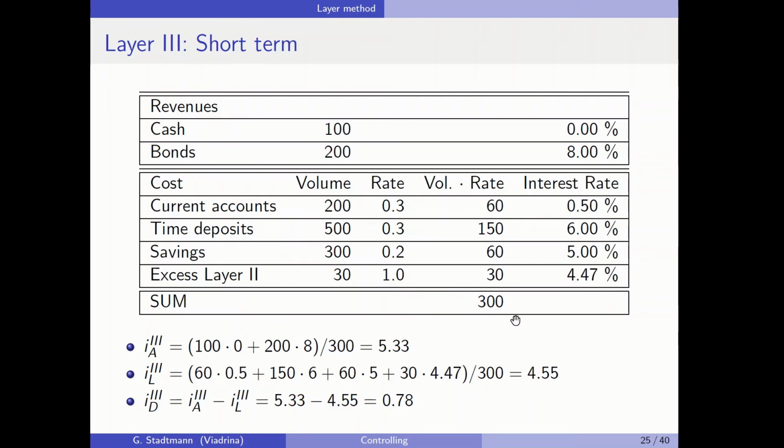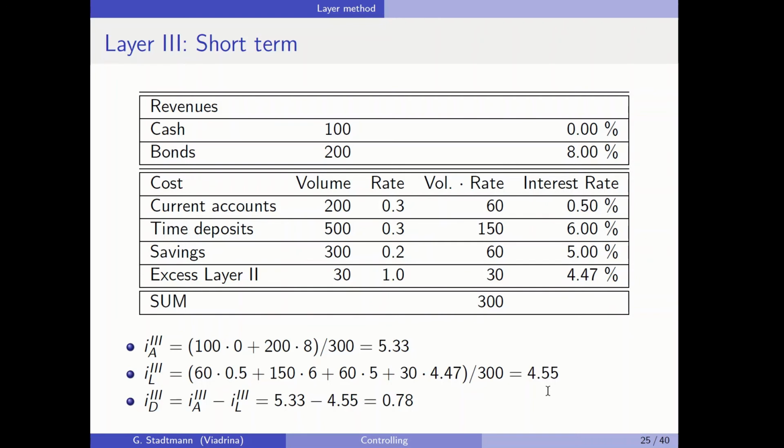And then we have to compute a weighted average interest rate for the liabilities, which is once more the 60 times 0.5, 150 times 6%, 60 times 5%, and 30 times 4.47%. So we get here a weighted average interest rate for the liabilities in the third layer, which is 4.55%.